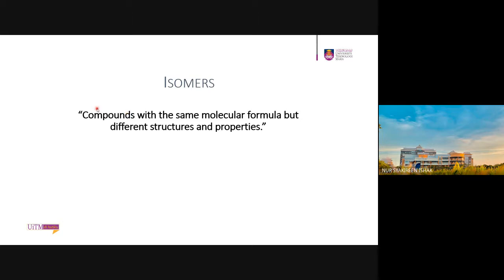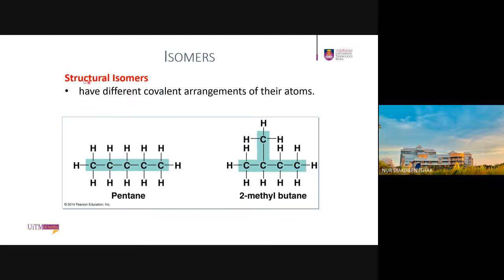This is the definition for isomers, which are compounds with the same molecular formula but different structures and properties. For example, the molecules of glucose and fructose are actually isomers. They have the same molecular formula but different structure. Because they have different structure, they have different properties. So you have the structural isomer, the first type of isomer.